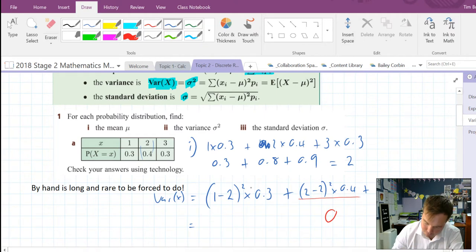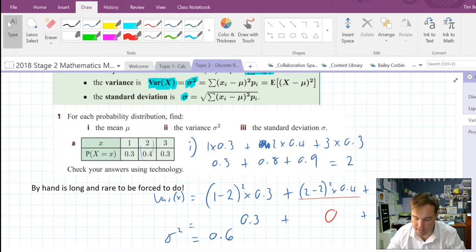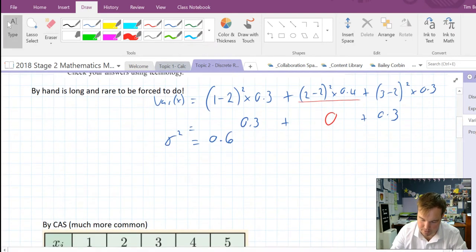This here is 1 minus 2, squared, which is 1, so it just becomes 0.3, plus, and this here, same sort of argument, 0.3. This whole thing here is 0.6. The variance is 0.6. Okay? And the variance can be written as sigma squared. Lastly, the standard deviation is the square root of that. So the standard deviation is the square root of 0.6.